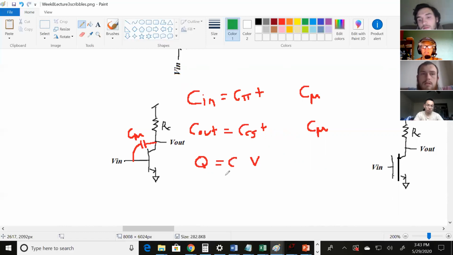this equation does. So Q equals CV. That's your capacitance equation. And what it actually means is it's not talking about anything to ground per se. It's talking about the difference between the plates. So this Q right here is actually the difference in charge between the two plates.